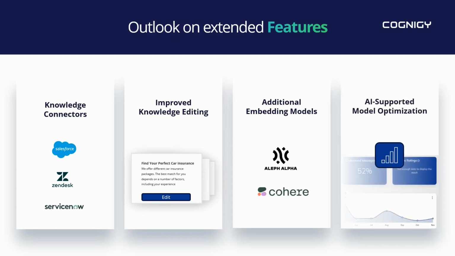And last but not least, AI-supported model optimization. If you're familiar with Cognigy's NLU, you might know the intent analyzer. That is a very simple traffic light system that allows anyone to optimize the performance of their NLU model with AI feedback. And we plan to roll out similar features for Knowledge AI so that even the largest knowledge repositories can be more easily orchestrated and optimized.